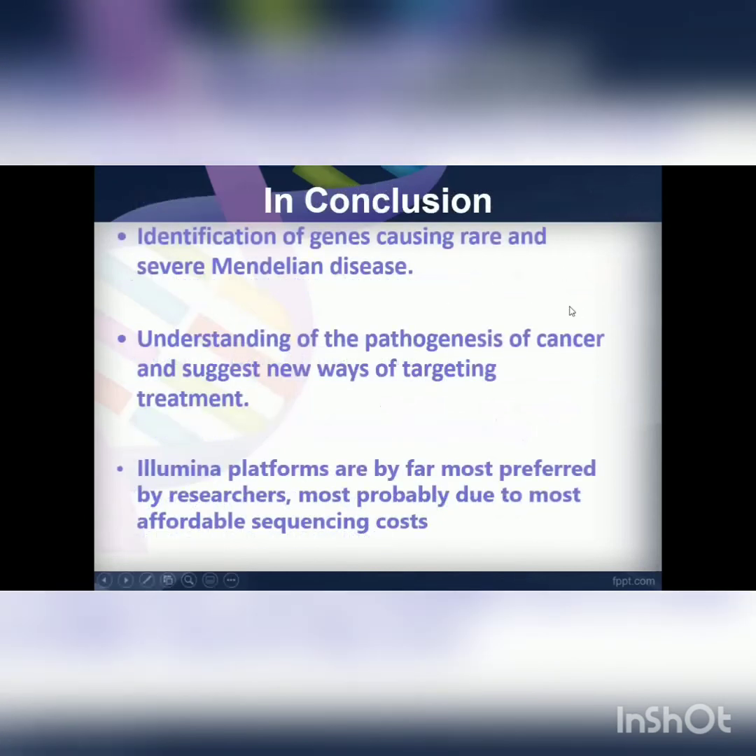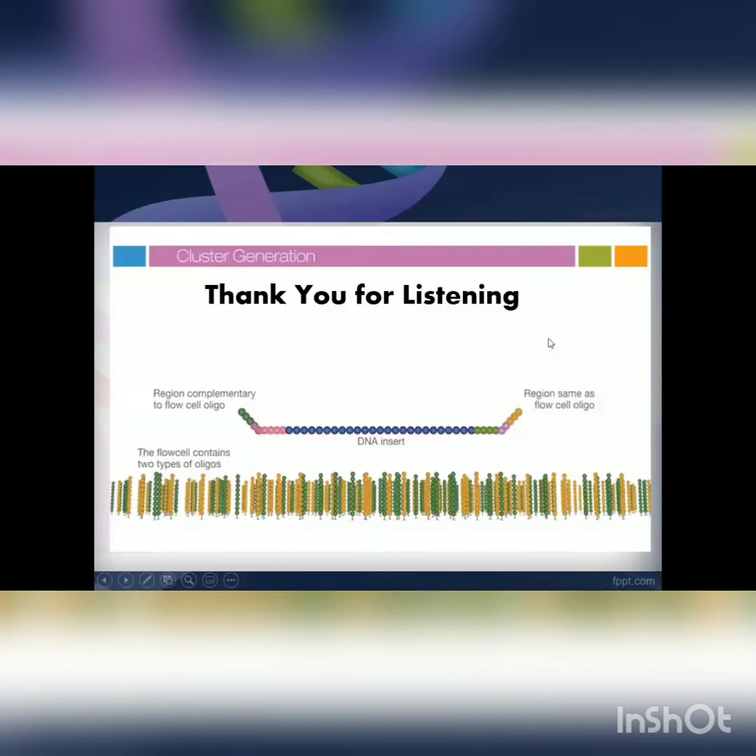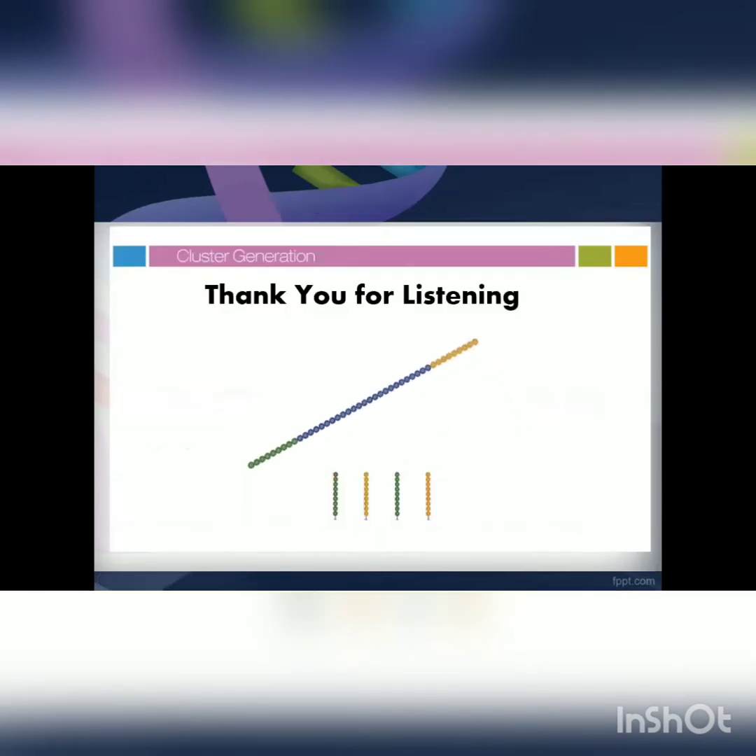In conclusion, I'd like to say that these next-gen sequencing methods are used for the identification of genes that cause rare and severe Mendelian diseases, and they can also help us understand the pathogenesis of cancer and find new ways of treating cancer. And the Illumina platforms are the most preferred by researchers probably because they are more affordable than others. So with that, I come to the end of my talk, and thank you for listening.